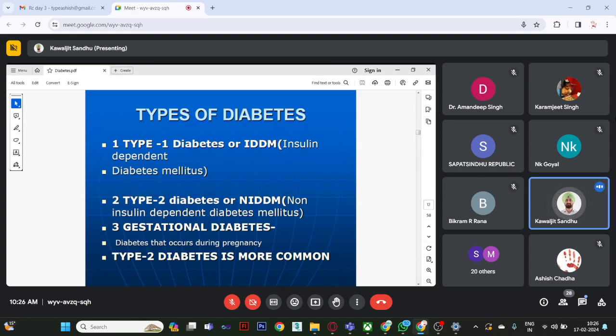Type 2 diabetes is very prevalent among the population, and we can see people who don't have any problem in their childhood but develop diabetes in their adulthood or when they grow old. Then we have type 3 diabetes. It is gestational diabetes, and it is very common among ladies during their pregnancy. But after pregnancy, they recover from diabetes.